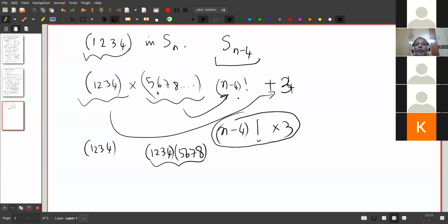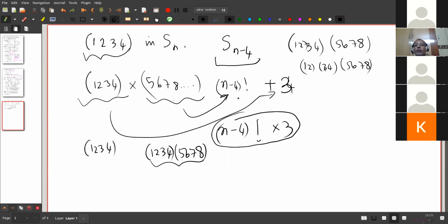There may be other things. So, for example, you take 1, 2, 3, 4 and 5, 6, 7, 8. Then various permutations, for example 1, 2, 3, 4, 5, 6, 7, 8, will commute with this. But this is not a power of this permutation. You see that? It's only this that is a power of this. But you understand what I'm saying? So 1, 2, 3, 4, 5, 6, 7, 8 will commute with this permutation, but it is not a power of this permutation.